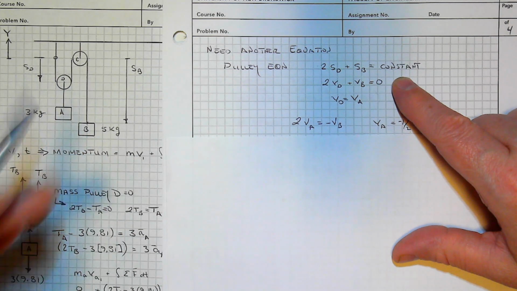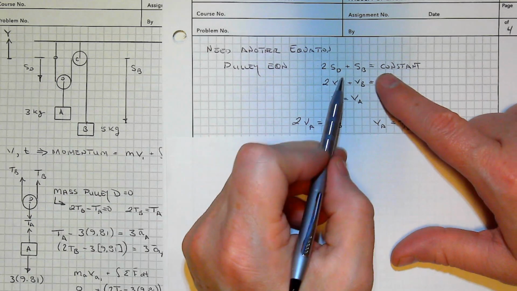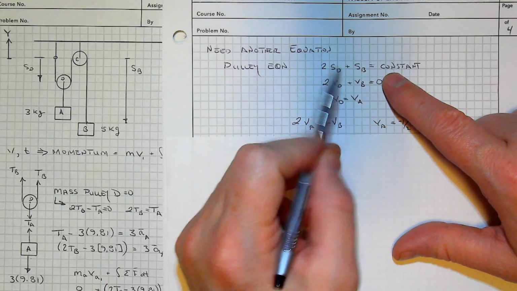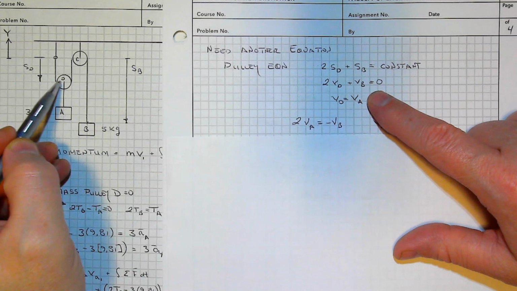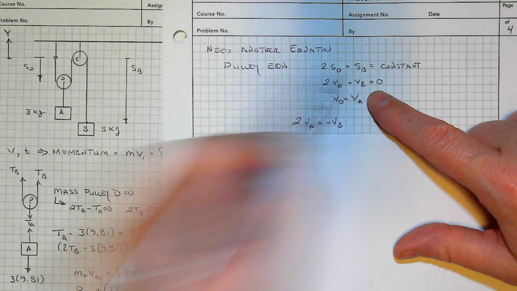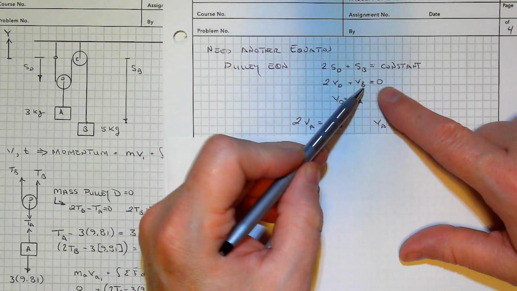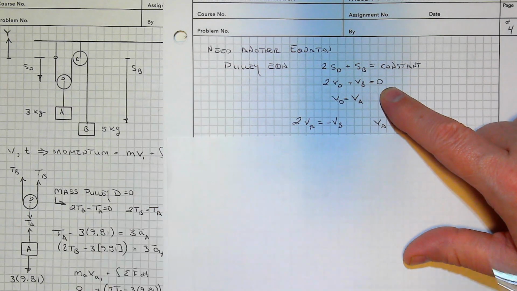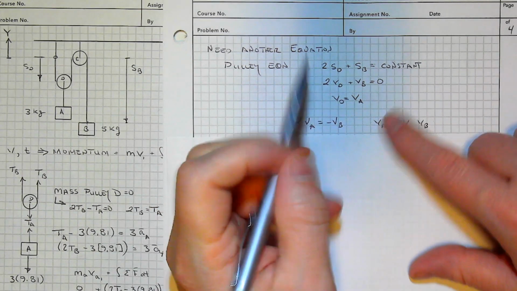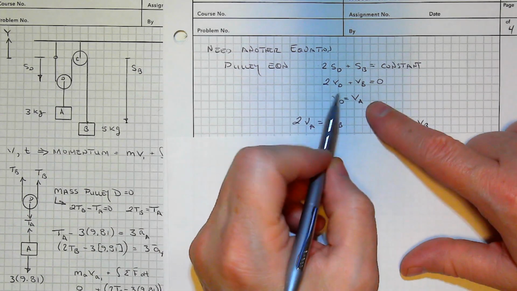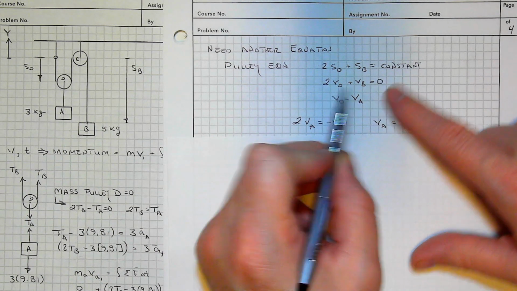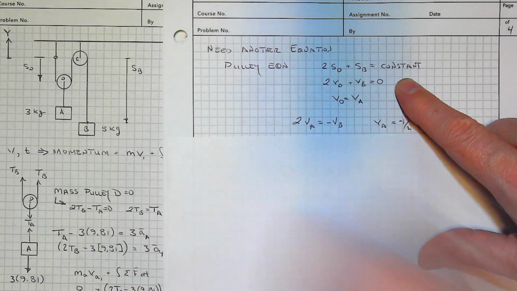All right? Why do I do that? Because when I take the derivative of these things, I get 2 velocity of D plus velocity of B equals 0. That constant just goes away. And I could do it again and get acceleration. So what I have then is VD equals minus VB over 2.